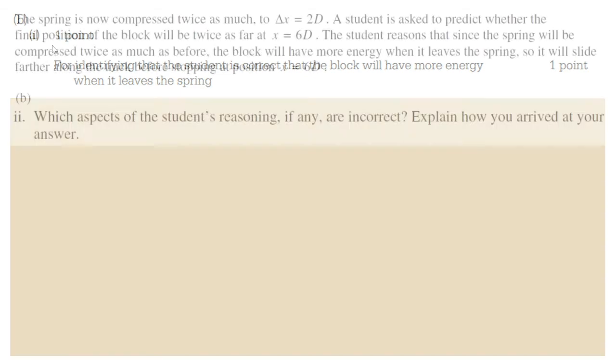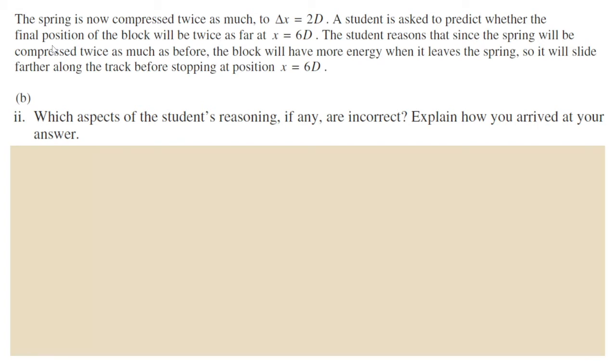All right, moving on here. The next part of this question, B2, said which aspects of the student's reasoning, if any, are incorrect? Explain how you arrived at your answer. And I think this was the tough part.